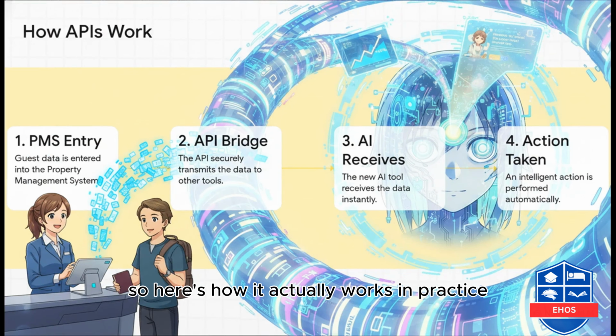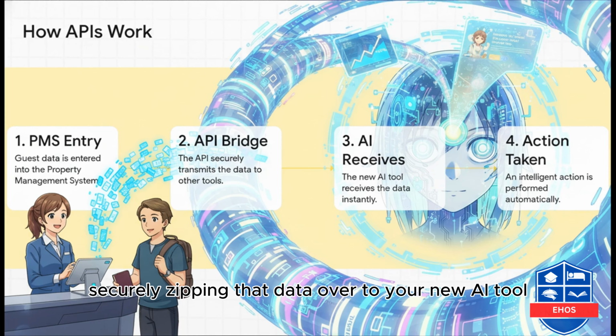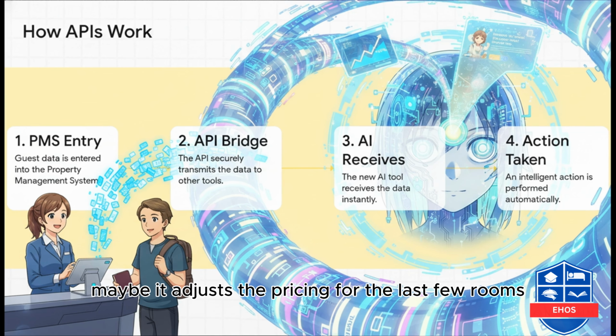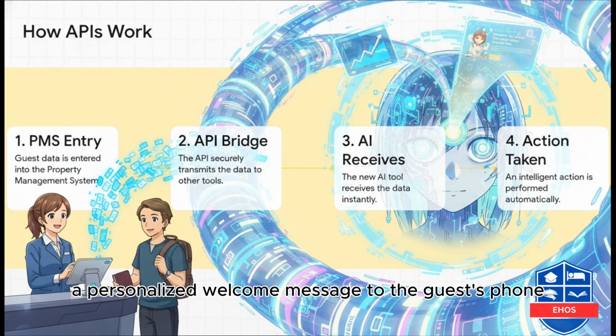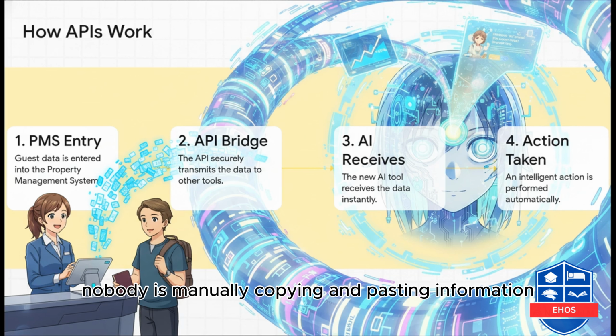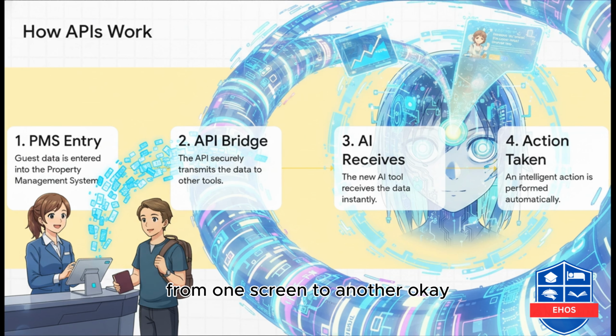So here's how it actually works in practice. A guest checks in, and their information goes into the property management system. Right away, the API acts like a bridge, securely zipping that data over to your new AI tool. That tool can then take an immediate, intelligent action. Maybe it adjusts the pricing for the last few rooms or triggers a personalized welcome message to the guest's phone. The key here is that it's all automated. Nobody is manually copying and pasting information from one screen to another.